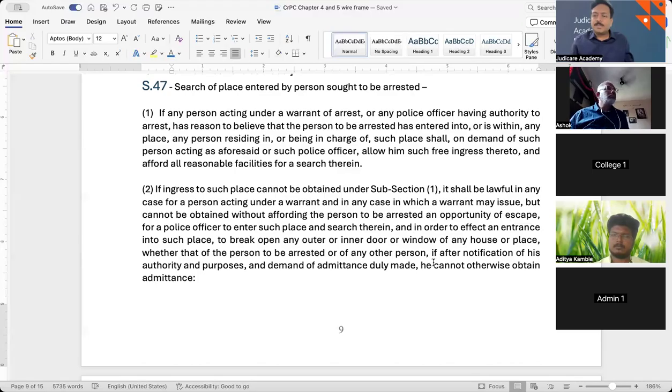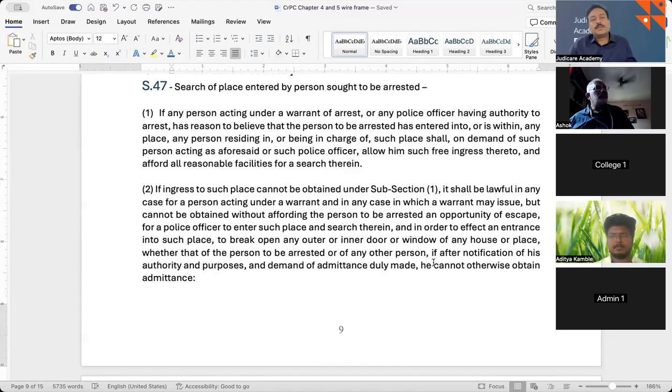This is a very common thing which happens for a lot of criminals who are running away from the hands of the police or the law enforcement agencies, all kinds of criminals. The search of the place has to be done where the person has entered and hidden himself or herself, who is supposed to be arrested.